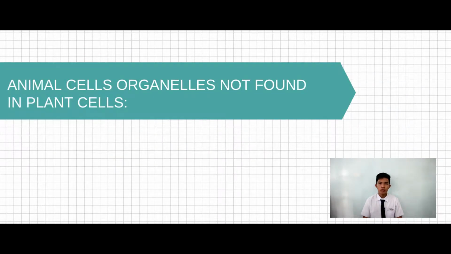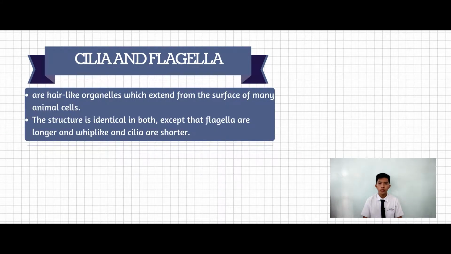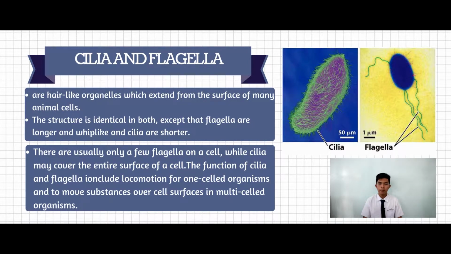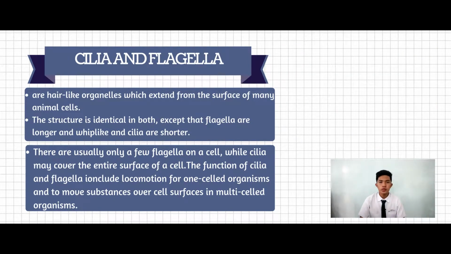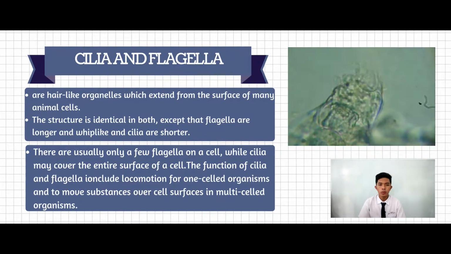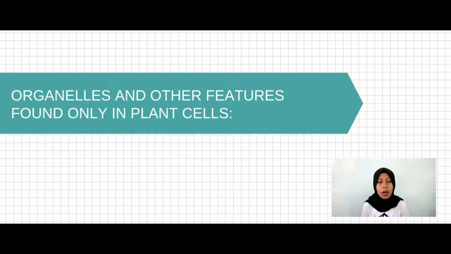Animal cell organelles not found in plant cells: cilia and flagella are hair-like organelles which extend from the surface of many animal cells. The structure is identical in both, except that flagella are longer and whip-like and cilia are shorter. There are usually only a few flagella on a cell, while cilia may cover the entire surface of a cell. The function of cilia and flagella includes locomotion for one-celled organisms and to move substances over cell surfaces in multi-celled organisms. Organelles and other features found only in plant cells.